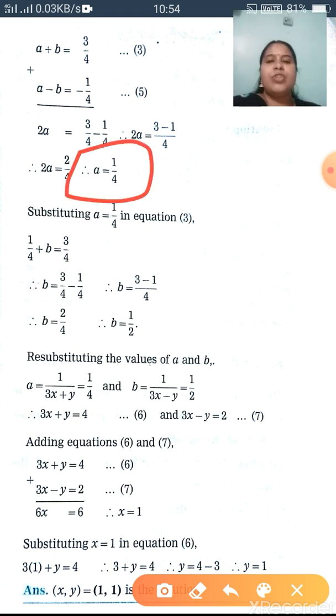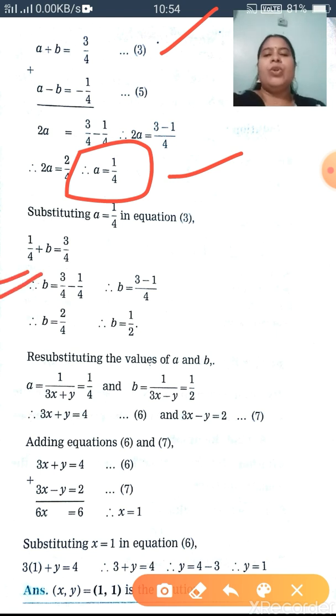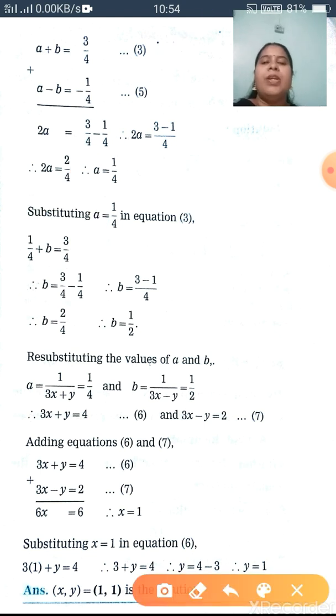Now what is left is to substitute this a is equal to 1 upon 4 in equation number 3 or 5, wherever you find it easy. It's better that I substitute in equation number 3. So when I substitute, what do I get? Here is equation number 3. A plus b is equal to 3 upon 4 and a I have got as 1 upon 4. So substitute this 1 upon 4 here. 1 upon 4 plus b is equal to 3 upon 4. Next step will be to shift this 1 upon 4 here. It will become minus 1 upon 4.